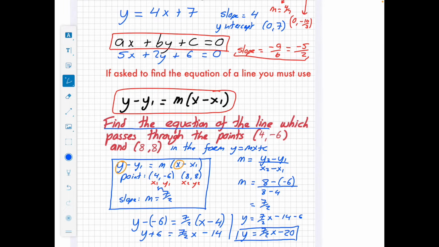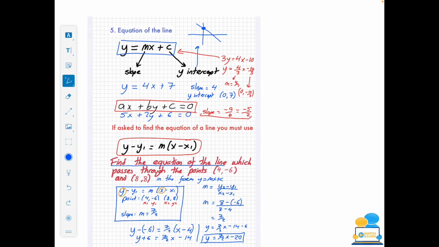If you had these swapped around, it wouldn't make any difference. So if you'd said that the 8 was your x1, y1, and the other one was your x2, y2, that'd be fine. Sometimes your answers might come out looking a little different, but they are exactly the same thing. So there's a lot of information there for the equation of the line. We are going to see another example in a minute when we do a full question.